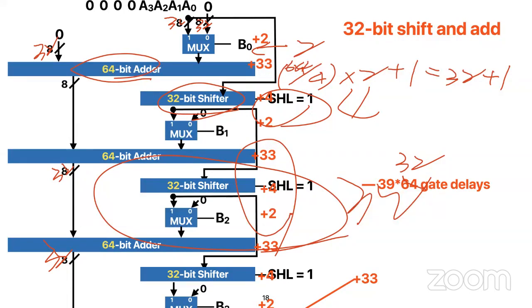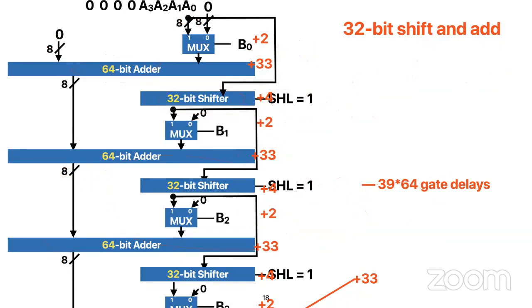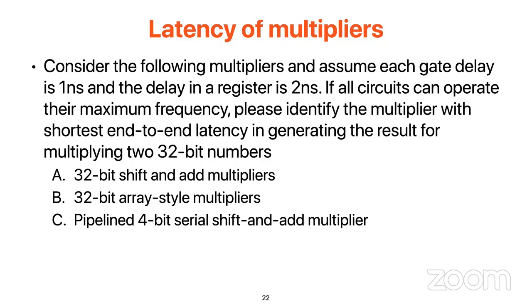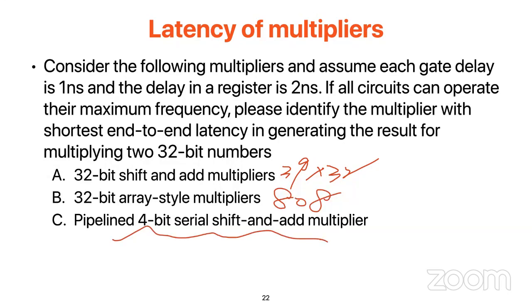So in this case, if we go back to this question, for the 32-bit shift and add, we say it's 39 times 32. How about the array style? We already said it's AOA. How about the pipeline 4-bit serial shift and add multiplier? Do you have anything in mind, Fox?